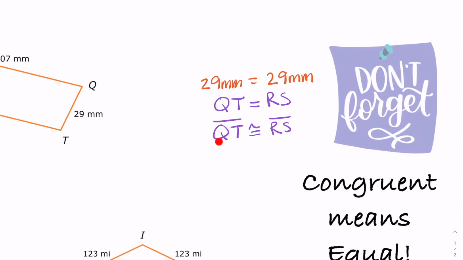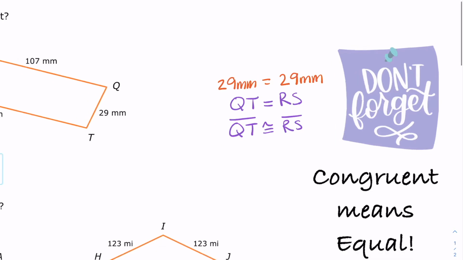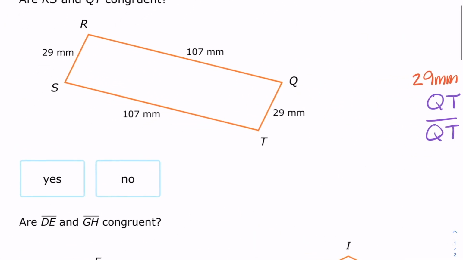QT with the hat above it, and RS with the hat above it, with this congruent sign, means, hey, they are the same, they are equal, but I don't know what their lengths are. It's kind of just making a general statement like, yep, those two things are equal. I don't know much about them, but I know that in some way they're equal and that they have a value that is matched.